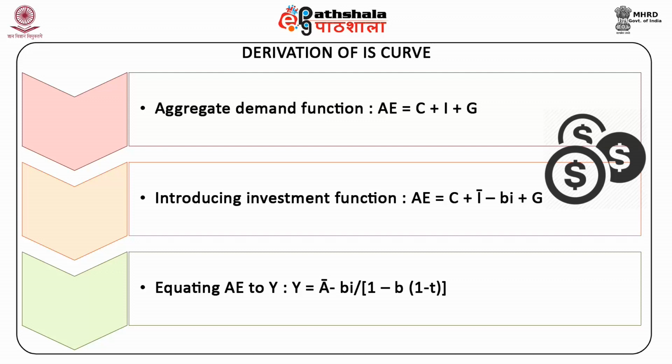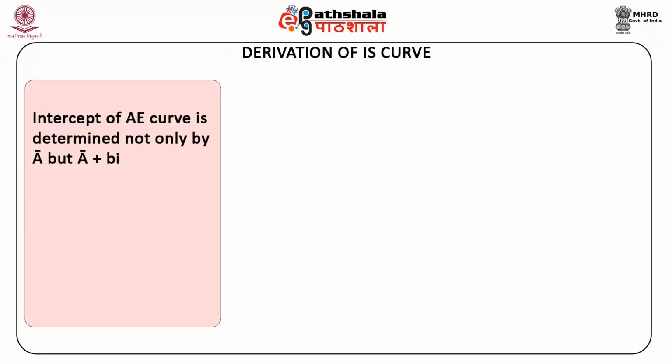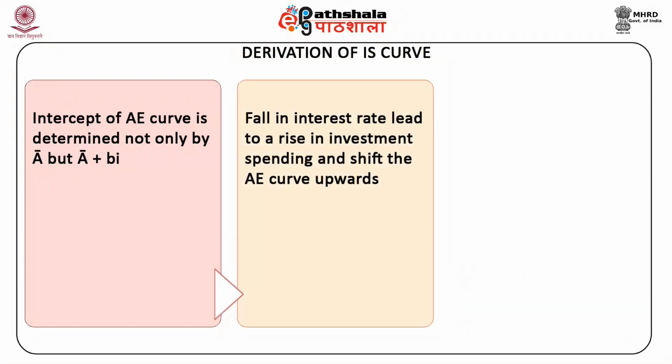A bar is the sum of autonomous components. Now the intercept of the AE curve is determined not only by A bar but A bar minus Bi. Thus, any change in interest rate will shift the AE curve through its effect on the level of investment. If there is a fall in interest rate, that will lead to a rise in investment spending and shift the AE curve upwards, which will in turn raise the level of equilibrium output and income.